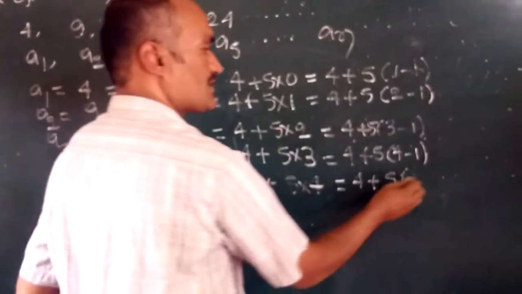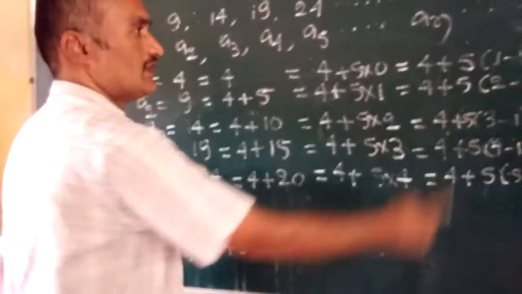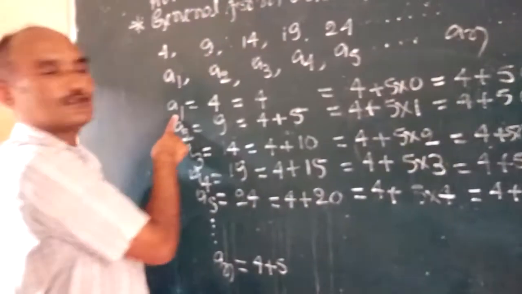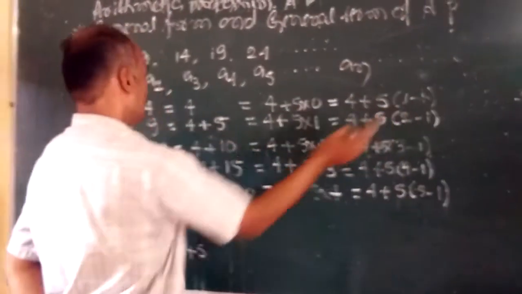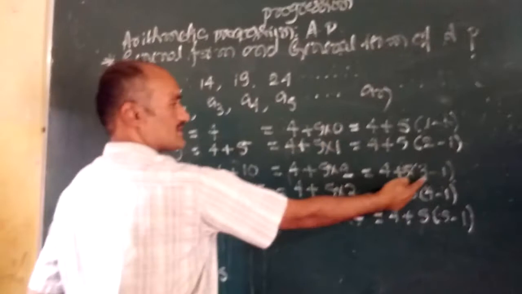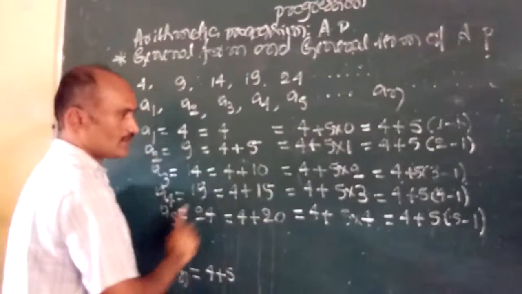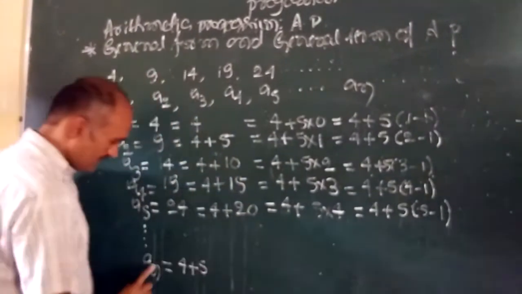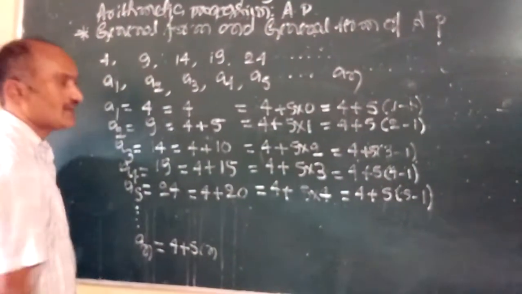This 4 I can write as 5 minus 1. So here in the first term 1, in the second term 2, in the third term 3 is there, in the fourth term 4 is there, in the fifth term 5 is there. So in the nth term what should it be, my dear student? n should be, write n as it is.